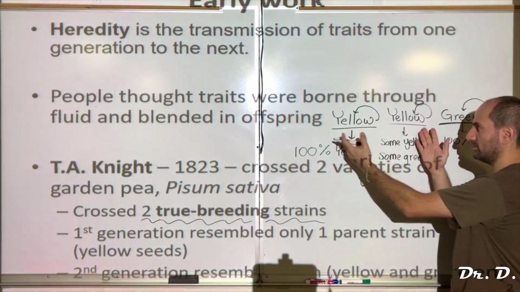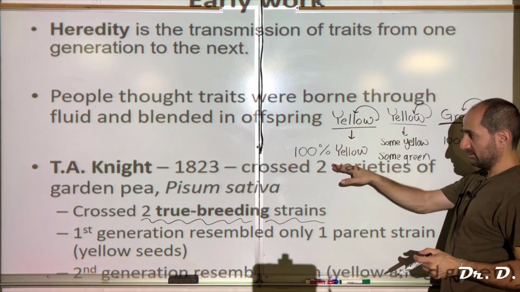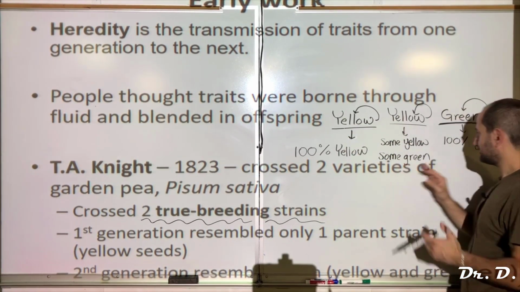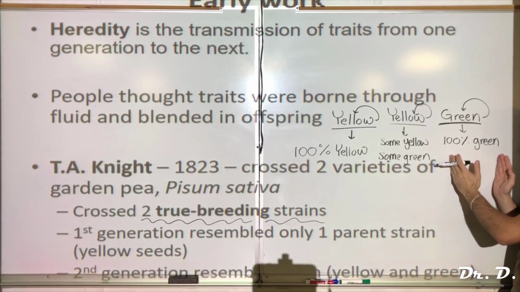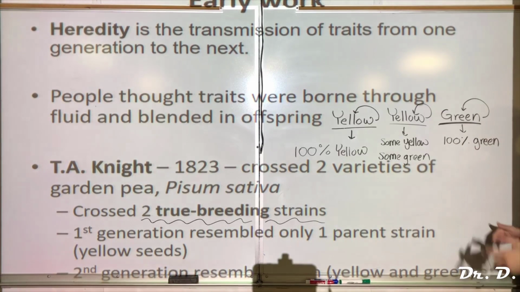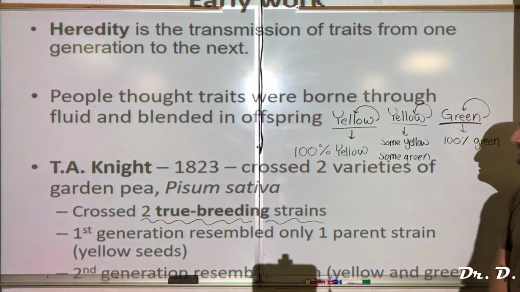So he couldn't find a green pea plant that doesn't give you 100% green results when self-fertilized. So it seemed like only the yellow ones could give you only yellow or sometimes give you green. With his green pea plants, if you self-fertilize them, they always give you green. Okay, this was something he noticed before he even set up his experiments. This was his big contribution.